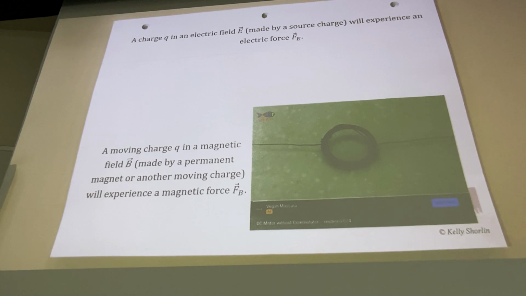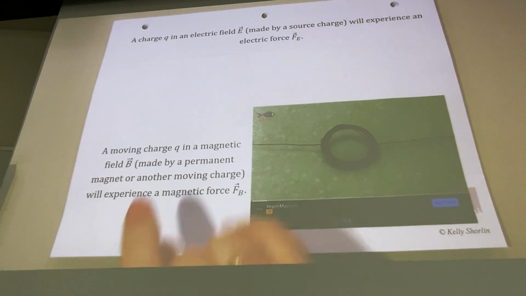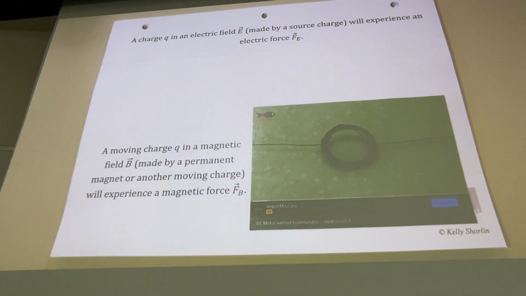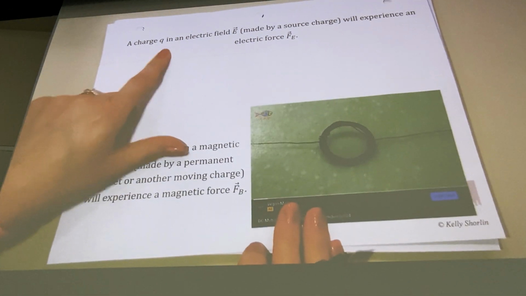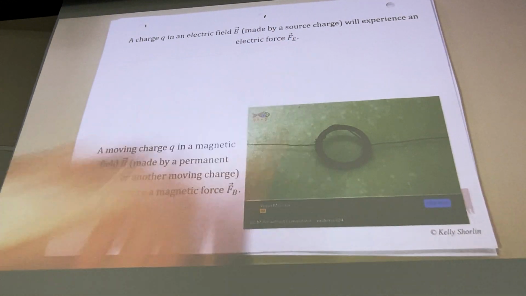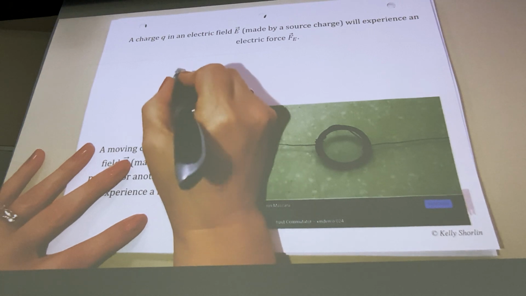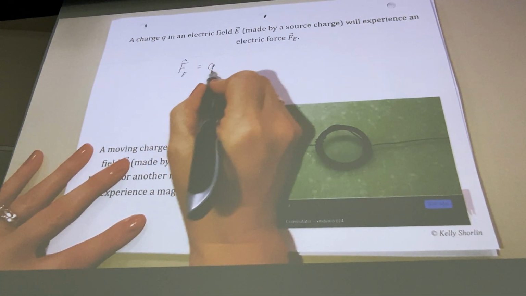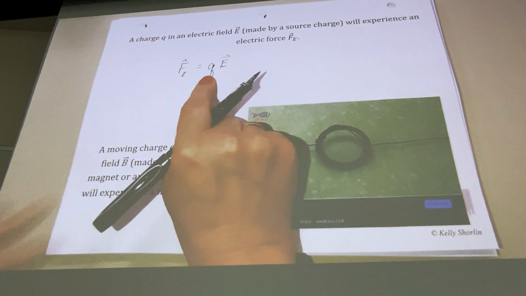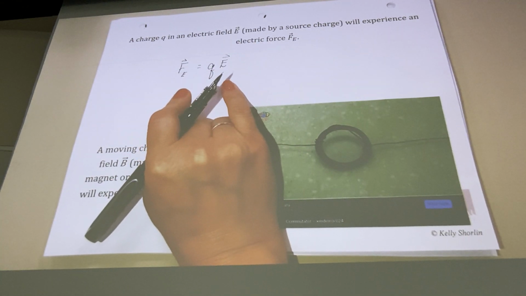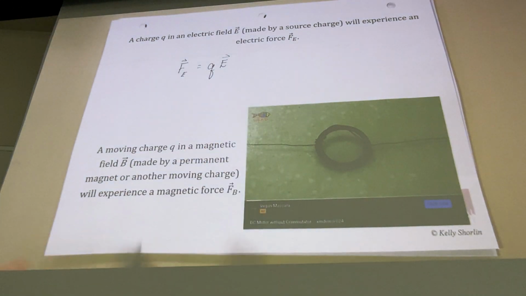Okay, so now let's get on to the stuff that we do study in Physics 1051. We studied this for quite a while in the first part of the course: if we place a charge Q in an electric field, which is made by some other source charge, then it's going to feel an electric force. And the electric force is that charge times the electric field. Our charge can be positive or negative. The force is either in the same direction as the field or the opposite direction.